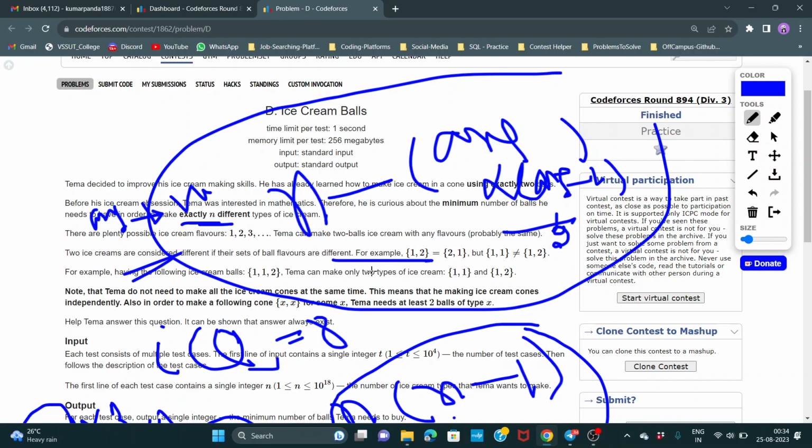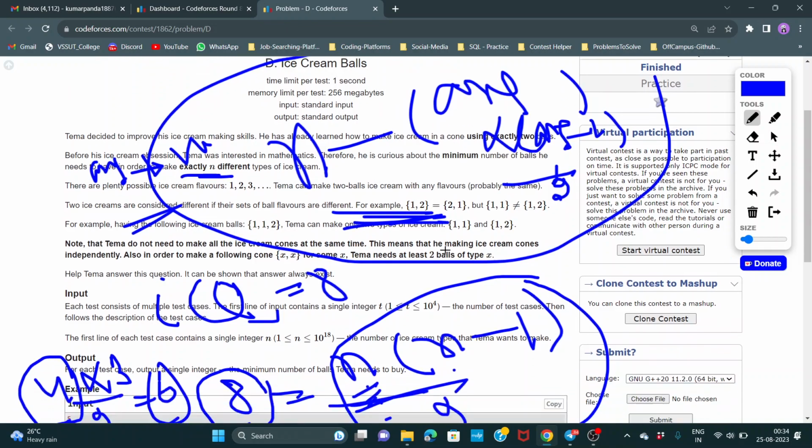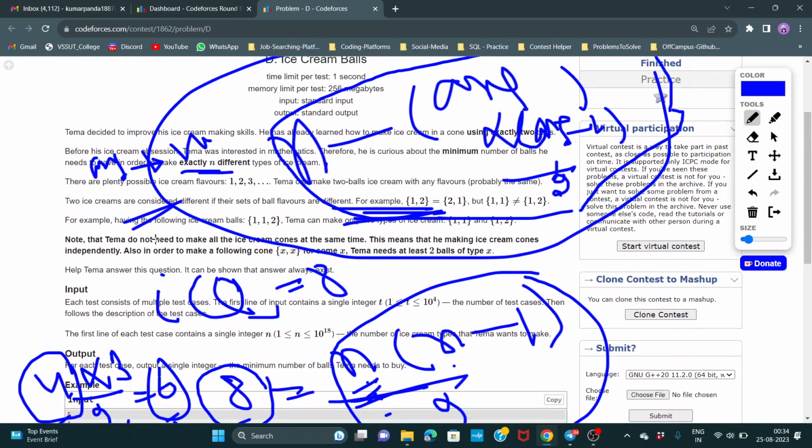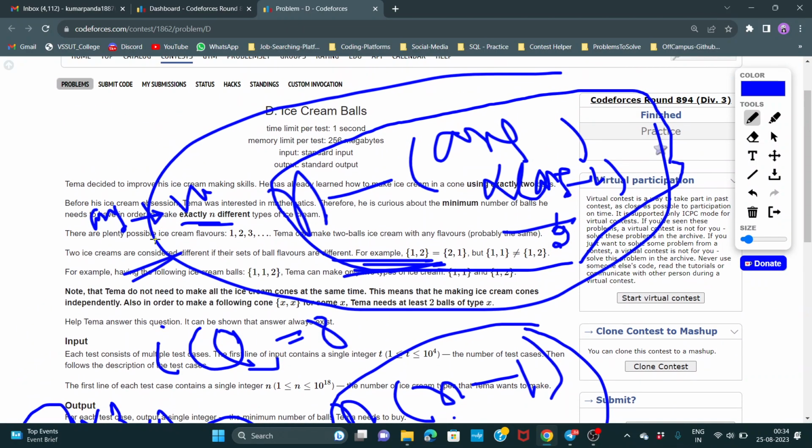And why are you going to do this? Because this thing will tell you the amount of number you have to add, that will help you make exactly n different ice creams. That will help you make this number.